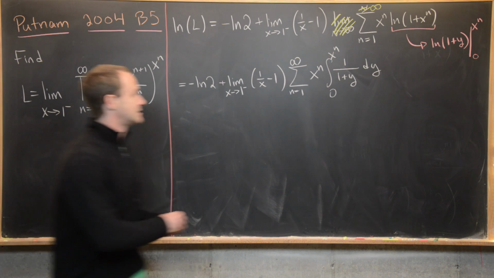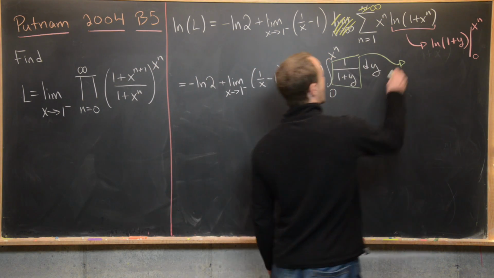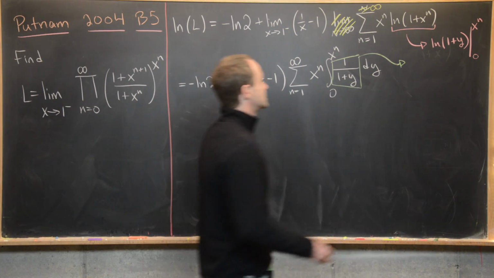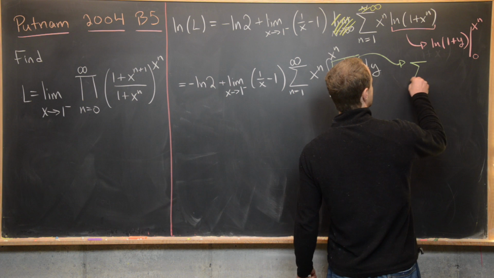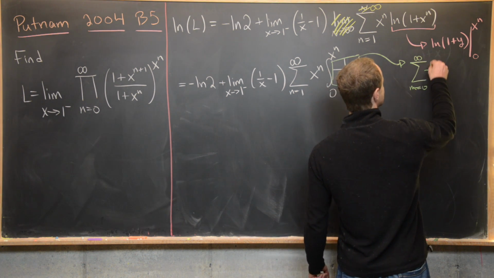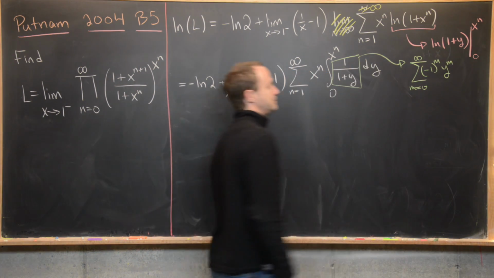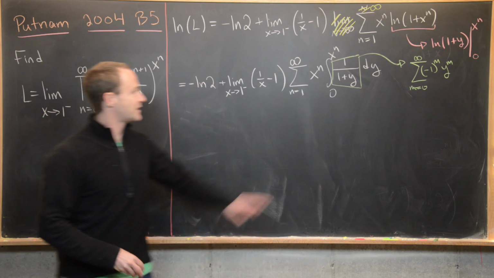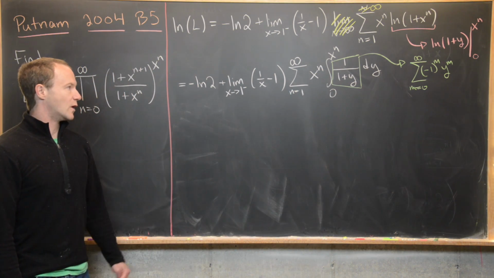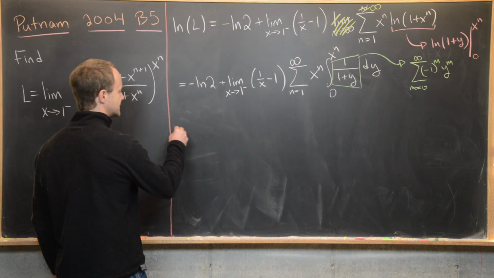Now next, I'll use the fact that this 1 over 1 plus y has a nice geometric series expansion. So this can be expanded like the sum as m goes from 0 to infinity of minus 1 to the m, y to the m. Okay, good. Again, we're thinking about that as like 1 over 1 minus negative y, if you will. Okay, so let's maybe put that all together and see what we get.